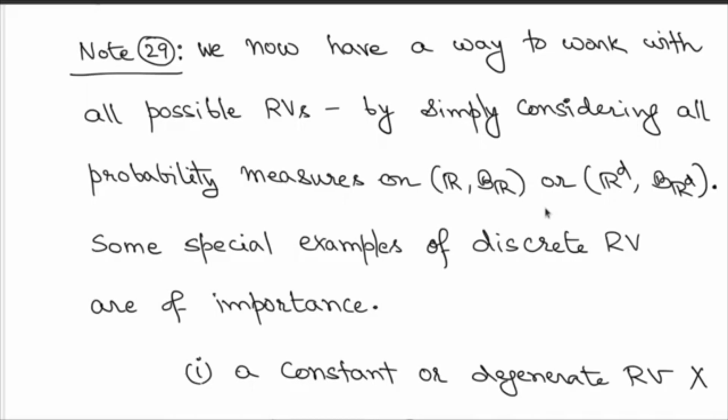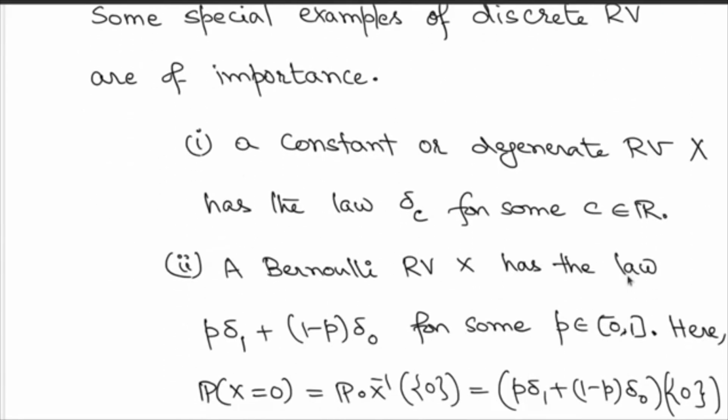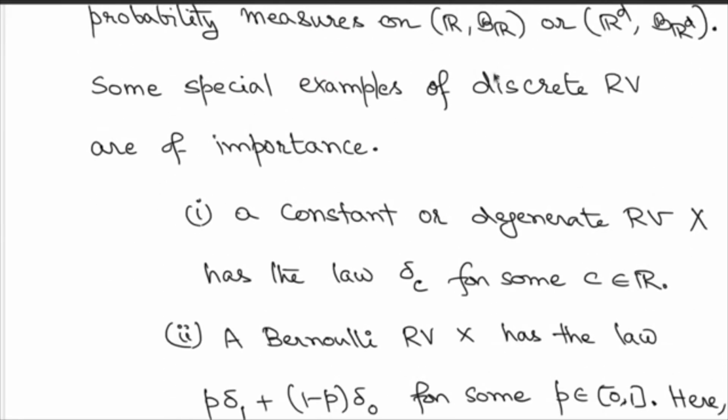We will restrict our attention to the range side, but this way it's not restricting our information. We can still get back all the possible information about all possible random variables or all possible random vectors by simply looking at the corresponding law. What we are going to do is to look at certain special cases of discrete random variables, and we will understand why.